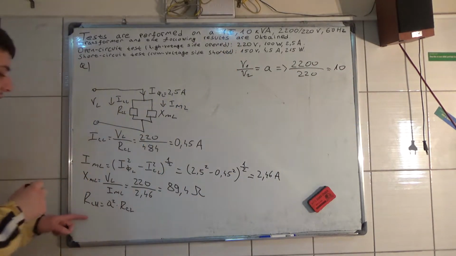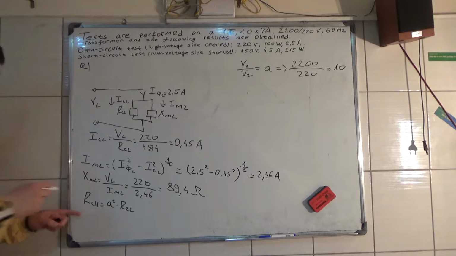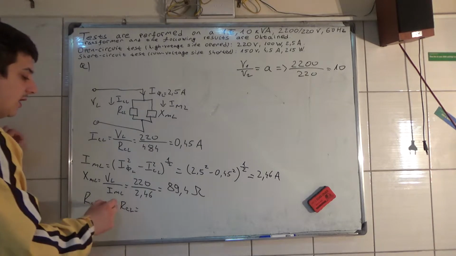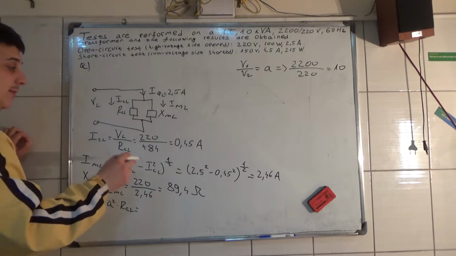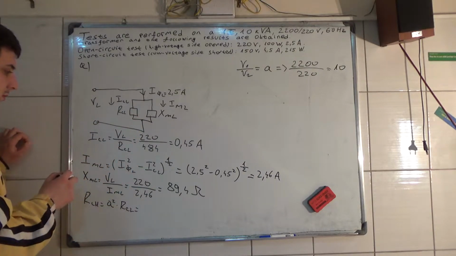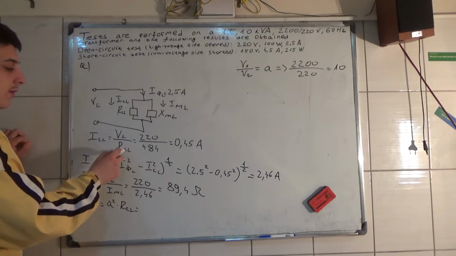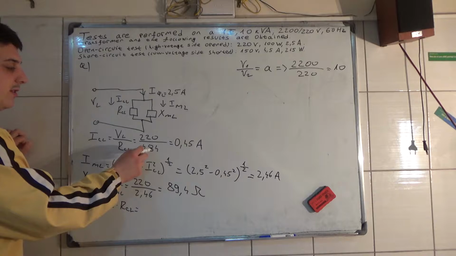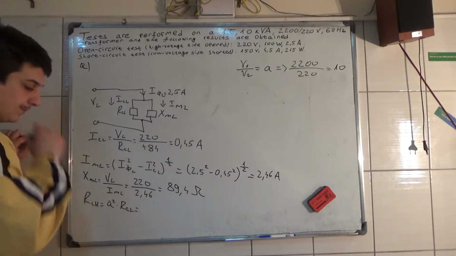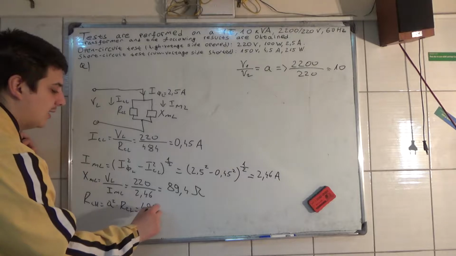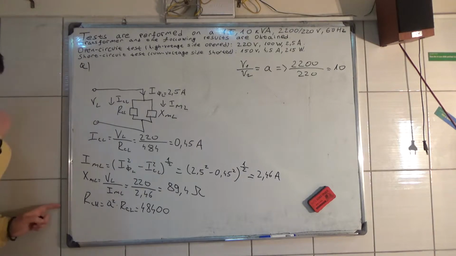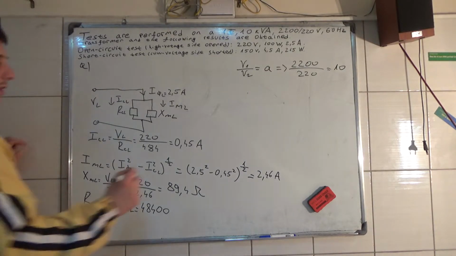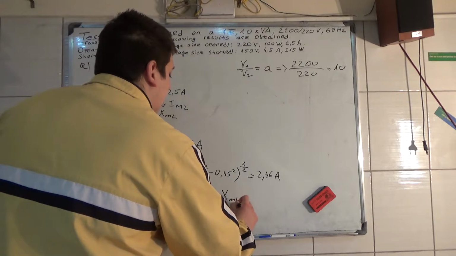Then you get the high voltage from the high voltage side. The core resistance is A squared. That is 100. 10 squared is 100 times. We have that for the low voltage side, RCL is 484 ohms. And then we get 48,400. So you just add 2 zeros on the end. And the reactance is the same.